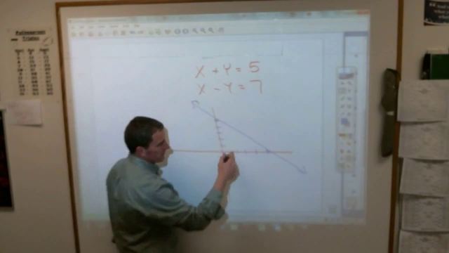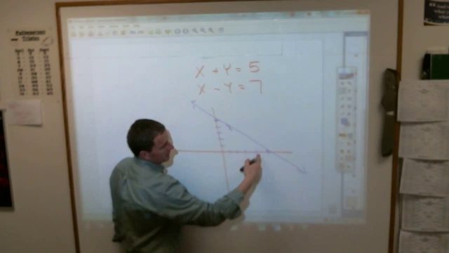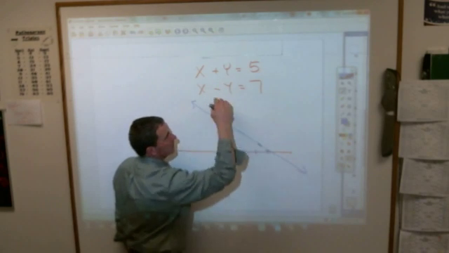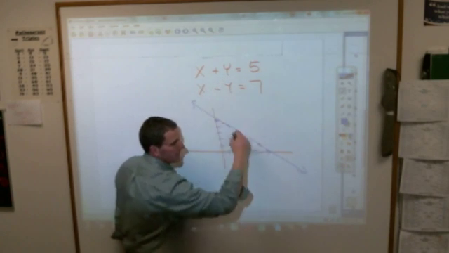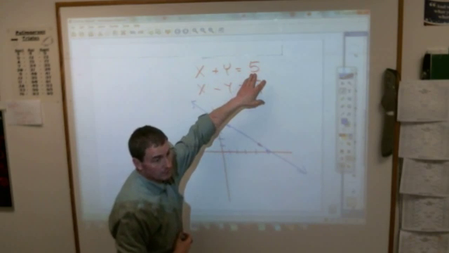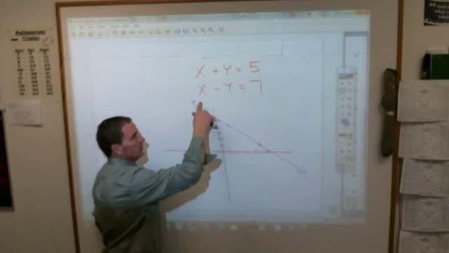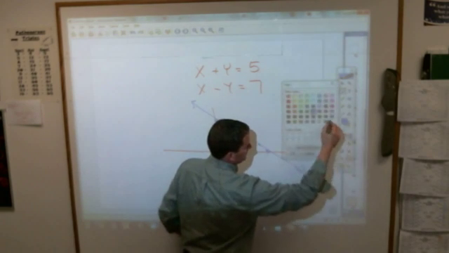For example, look, this is 1, 4. 1 plus 4 is 5. This is 4 plus 1. 4 plus 1 is 5. This line is every possible combination of two numbers that'll give you 5. You can even do fractions if you want, 4 and a half, whatever. Now we need to graph the second one.